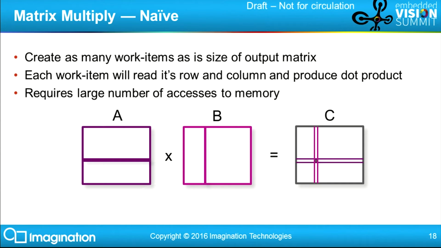So if we look at how to implement matrix multiplication, you've got a naive approach, which, if we're trying to multiply matrix A and matrix B to get our output matrix C, you could create as many work items, by which I mean threads, as you have in your output C, and each one reads a row from A and a column from B and generates an output in C. The problem with this sort of approach is that it requires a very large number of memory accesses, and memory accesses are slow and burn power on an embedded platform.